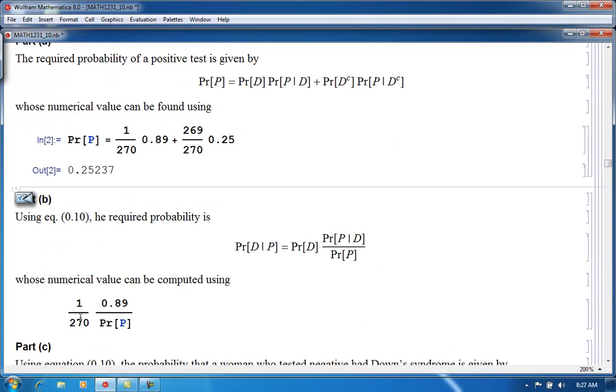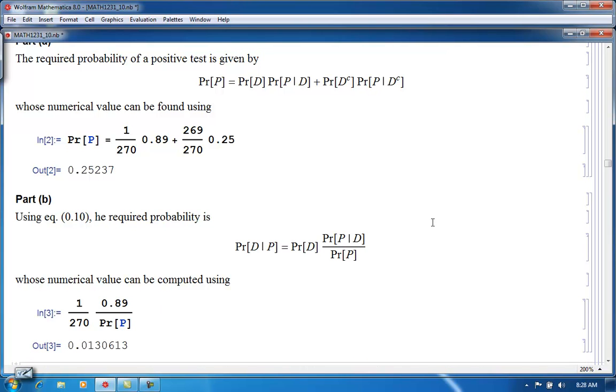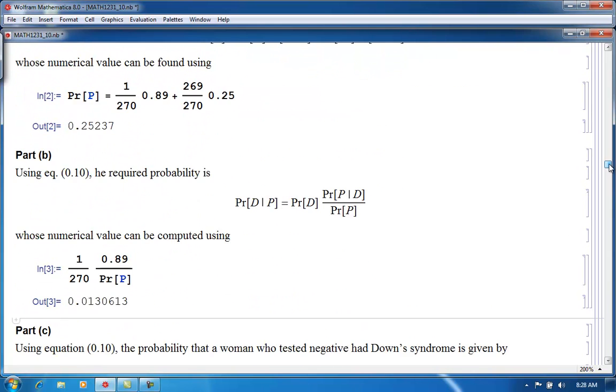So we put the numbers in. It's the probability that they have Down syndrome, which is 1 over 270, times the probability that they test positive if they have it, divided by the probability that they test positive, and we've just calculated that. So we execute that, and the numerical value is 0.131 or thereabouts. And then finally, we'll go to part C.